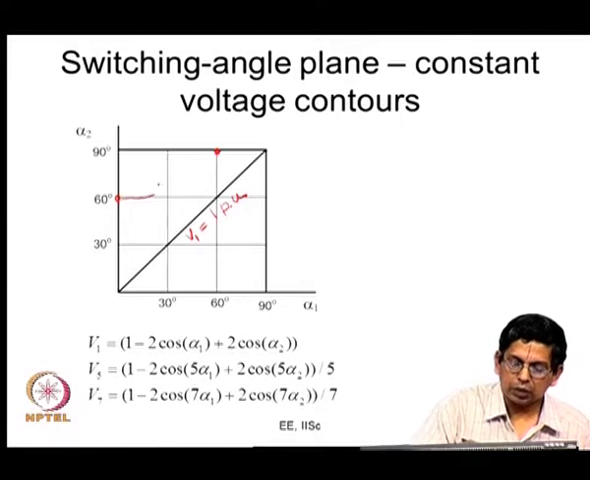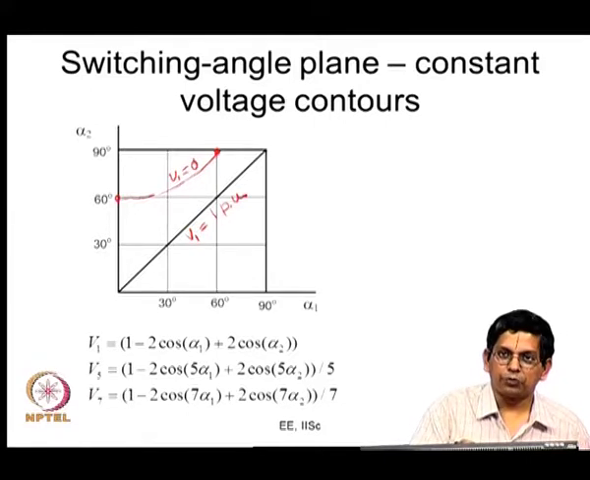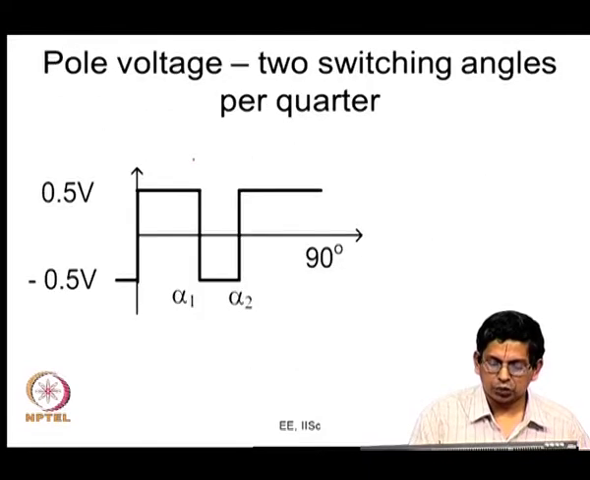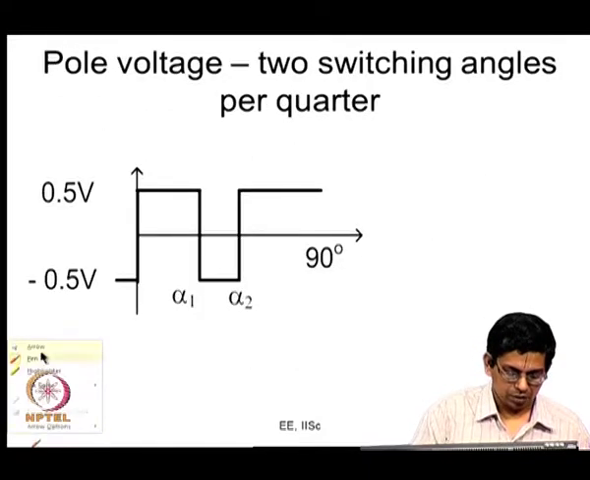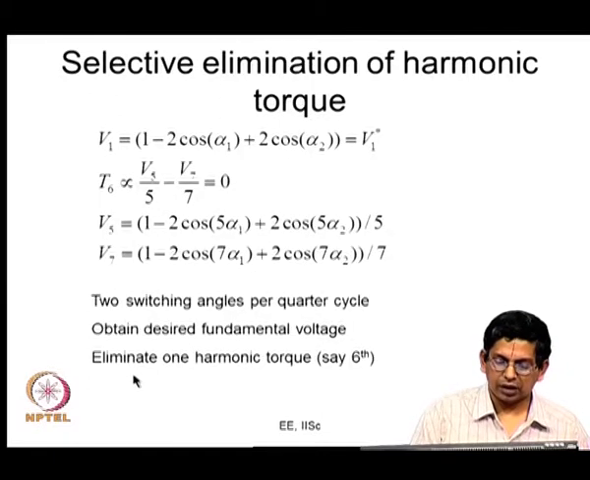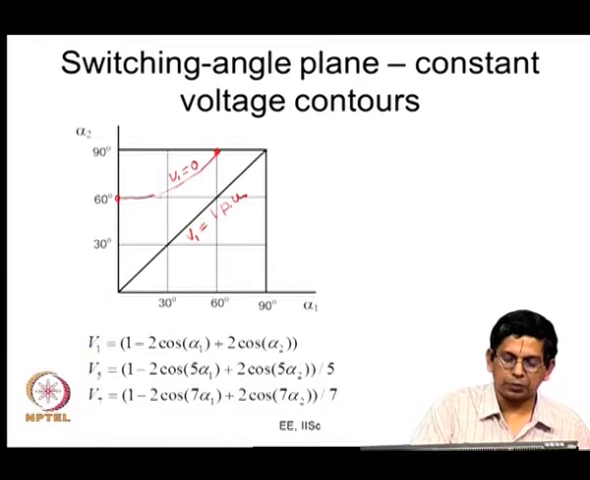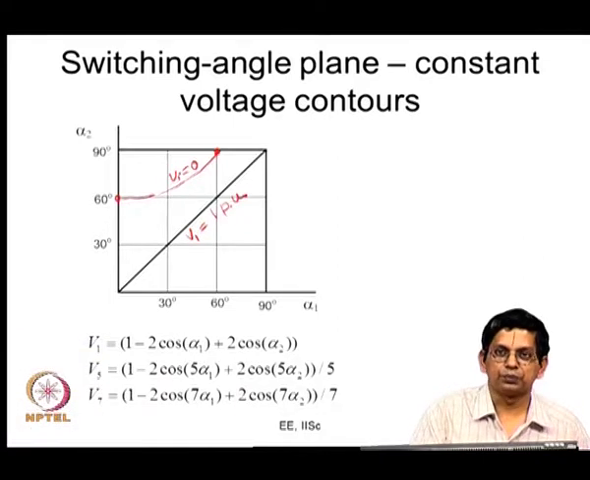So, actually you will get a set of all points like this. Along this line you will get V1 equal to 0. What does it mean? You are producing a PWM waveform which has two switching angles as shown here, but the fundamental voltage is 0. So, it is not unique, there are several pairs of switching angles available for you, each of these pairs can give you V1 equal to 0.